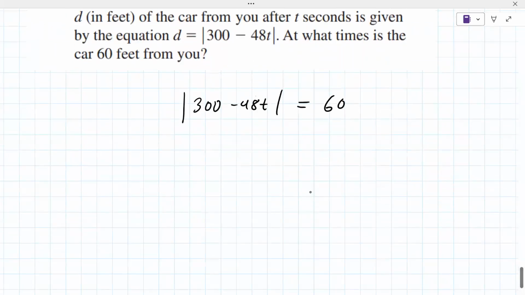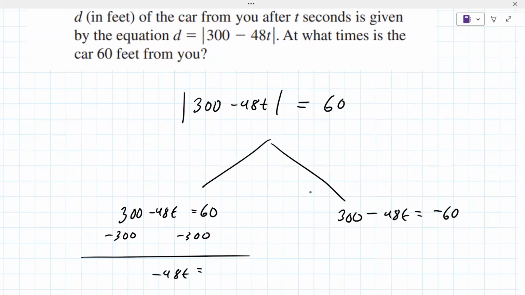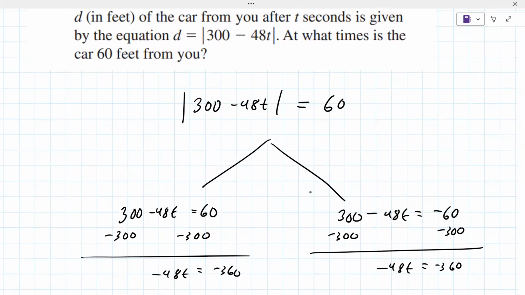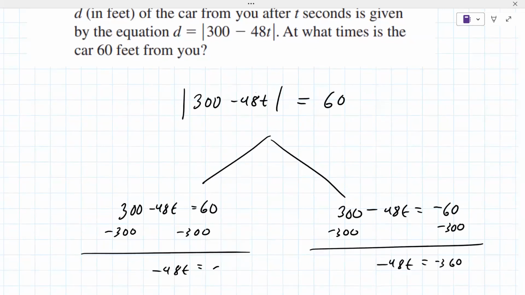Mm-hmm. Okay, so to solve this, 300 minus 48t equals 60. 300 minus 48t equals minus 60. So notice when you subtract 300, you get minus 48t equals minus 360. Subtract 300 over here. It's good to solve them kind of simultaneously. Minus 48t equals minus 360. Sorry, this one on the right, I apologize. This one on the left here is minus 240. I had the wrong thing there.